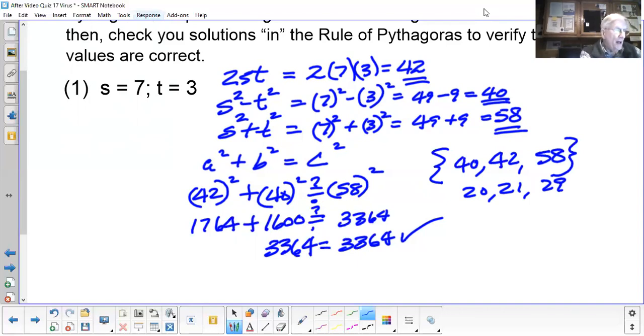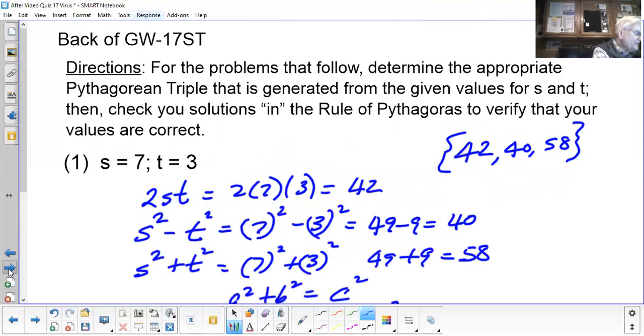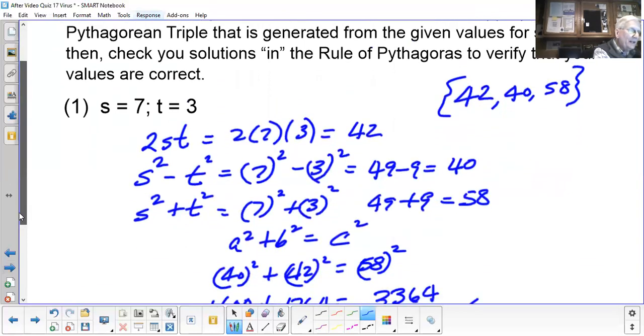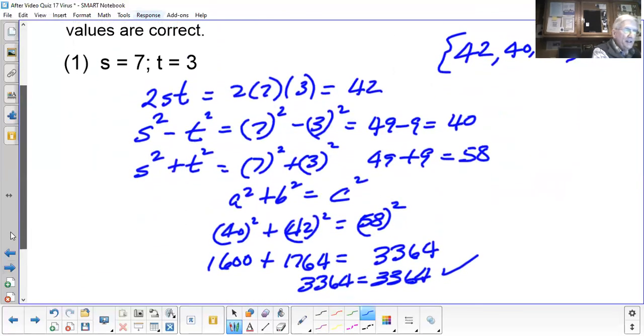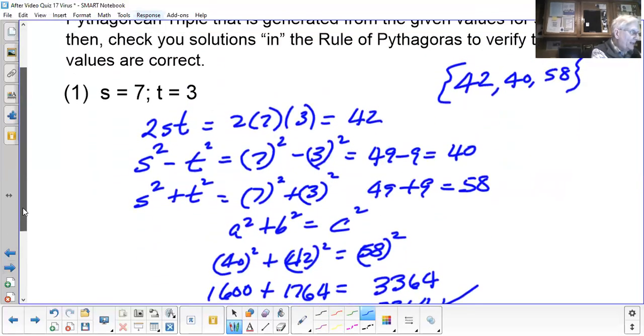In other words, multiples of various numbers here that are Pythagorean triples will also be Pythagorean triples. You might remember that from high school. Okay, so let's go on. Let's take a look and see if we got the right answers. I have the problem all worked out right here, and you can see we did get 3364 correctly.